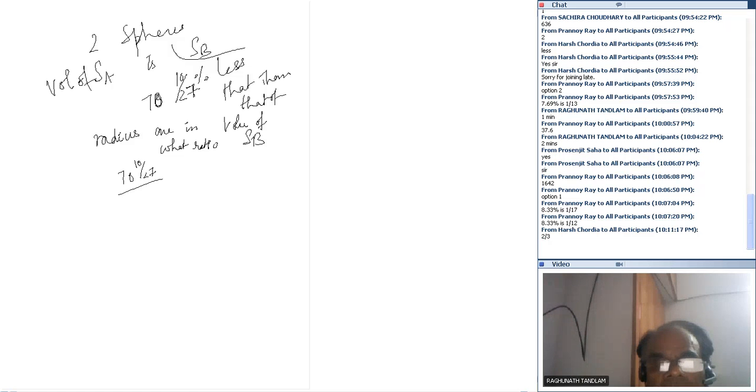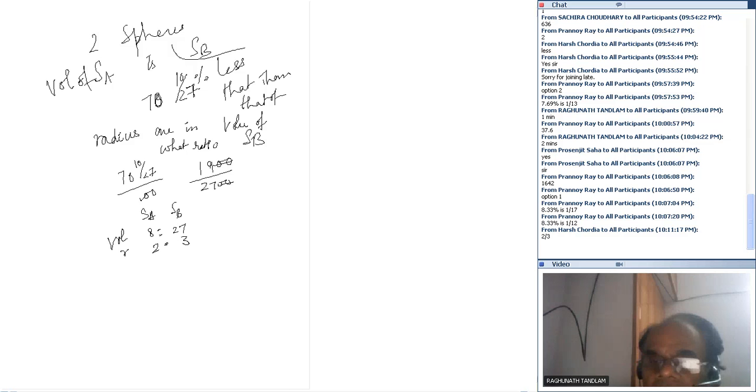It becomes 1900 by 2700. That means 19 by 27. Then you missed out 10 on the numerator. If the volume of B is 27, the volume of A is 8. The volumes are in the ratio 8 is to 27. The radius will be in the ratio 2 is to 3.